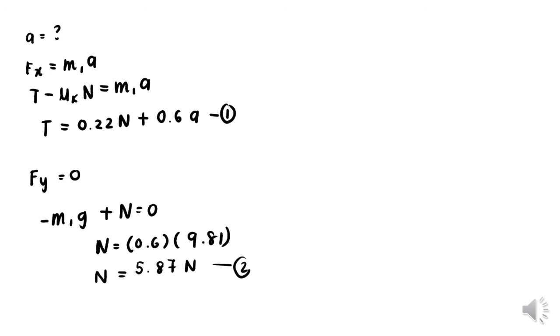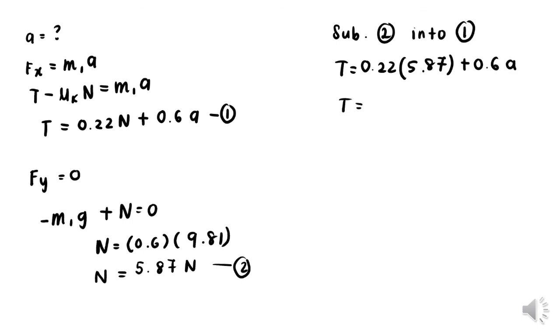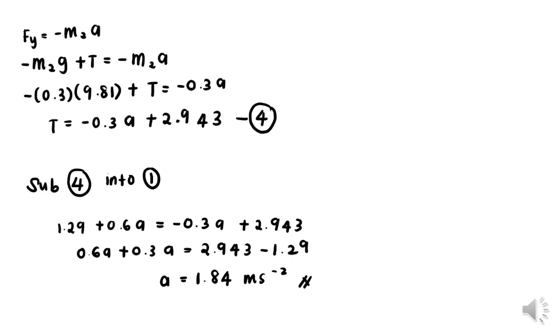So substitute 2 into 1. We get tension to be 0.22 times 5.87 plus 0.6 A. Okay, so now we have two unknowns that we need to solve. So proceed with the second object, where we have Fy equal to negative m2a, negative since the object is moving downward. Substitute all the information and we get the fourth equation.